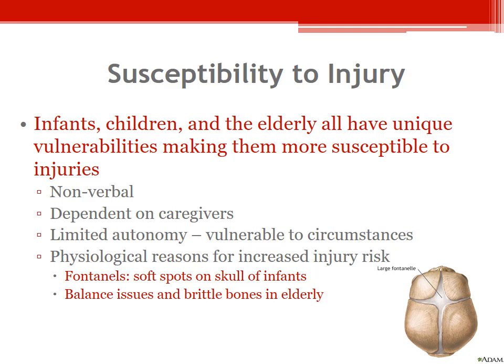These are populations that are often highly dependent upon caregivers. And sometimes, therefore, some of the emotions that the caregivers are going through will often result in injuries and abuse being given to these vulnerable populations. There's certainly cases of limited autonomy and being vulnerable to circumstances. Kind of covered that in the previous point. Finally, there's some physiological reasons for the increased injury risk in these populations.